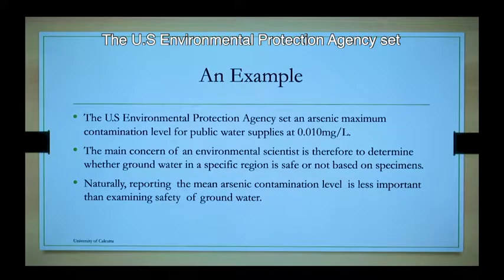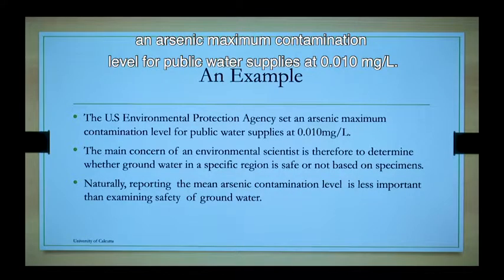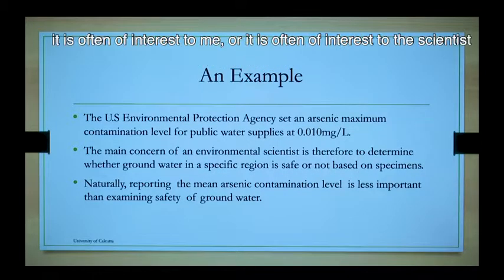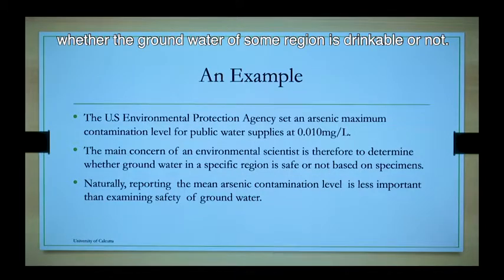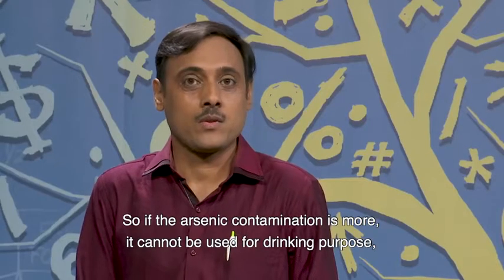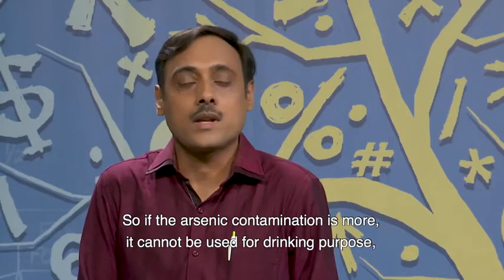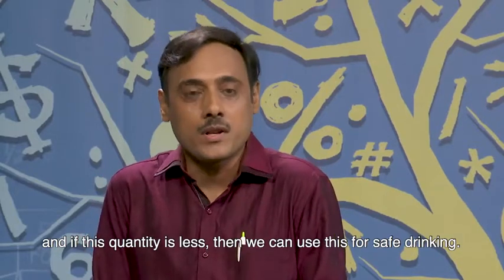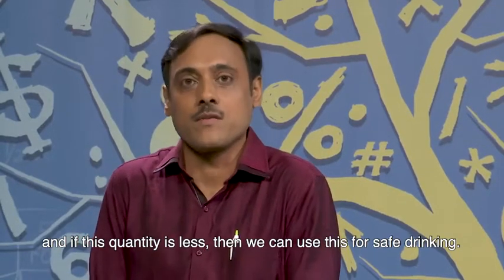The US Environmental Protection Agency set an arsenic maximum contamination level for public water supplies at 0.010 milligram per liter. It is often of interest to an environmental scientist whether the groundwater of some region is drinkable or not. If the arsenic contamination is more, it cannot be used for drinking, and if this quantity is less, then we can use it for safe drinking.